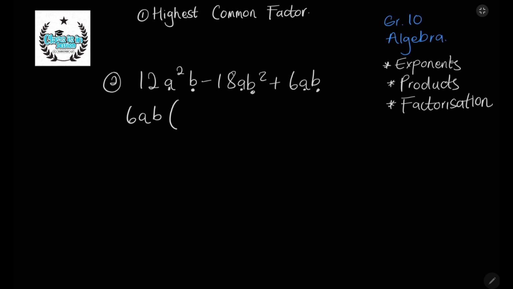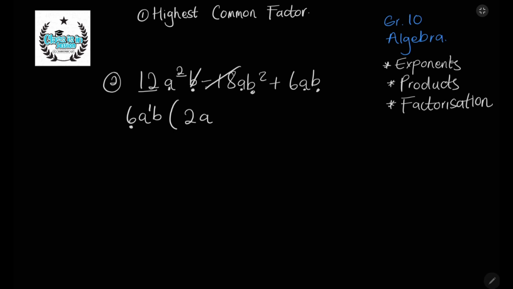Let's start with the first one. We'll say 12 divided by 6, which is 2. We have a squared divided by a. This is 2 minus 1. It's 1. b divided by b, they cancel each other out, and you're left with nothing. So it's just 2a. Let's move to the second term.